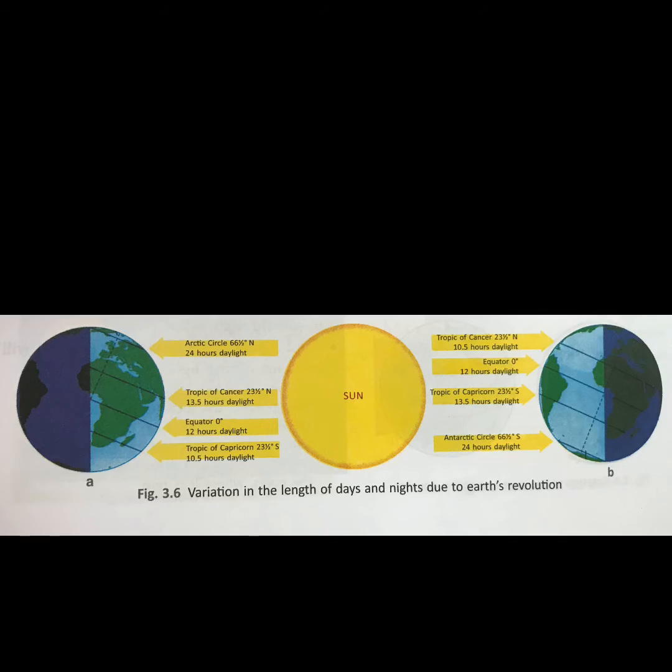Similarly, during the rotation of the earth, when the south pole is inclined towards the sun and the north pole is turned away from the sun, a large part of the southern hemisphere receives sunlight and this results in longer days and shorter nights in the southern hemisphere, and it is again reverse in the northern hemisphere during this time.